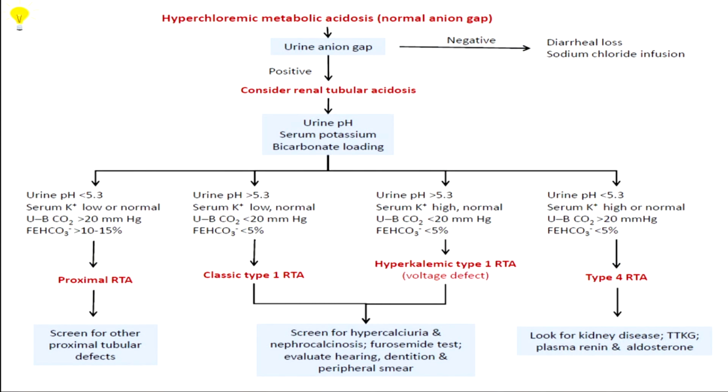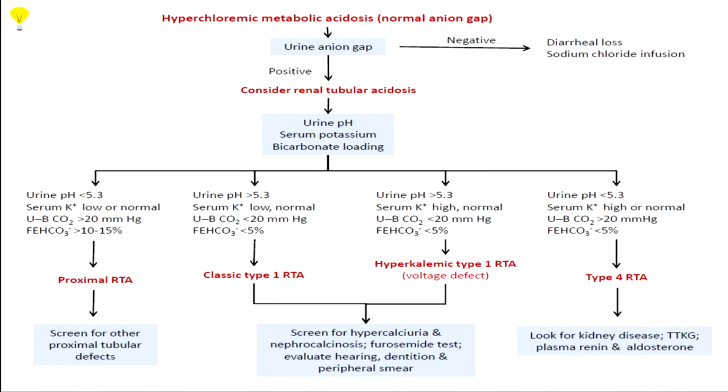So in summary, if you get a patient who has hyperchloremic metabolic acidosis, one could do a urine anion gap. If it's positive, consider renal tubular acidosis. Look at the urine pH, look at the serum potassium, and if possible, do a bicarbonate loading. In patients with proximal RTA, the urine pH will be low. The serum potassium may be low or normal. The U minus B PCO2 will be high, and the FE bicarb will be high normal.